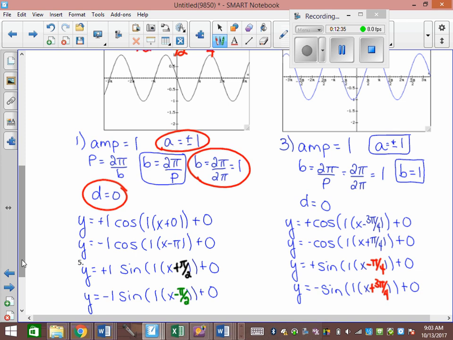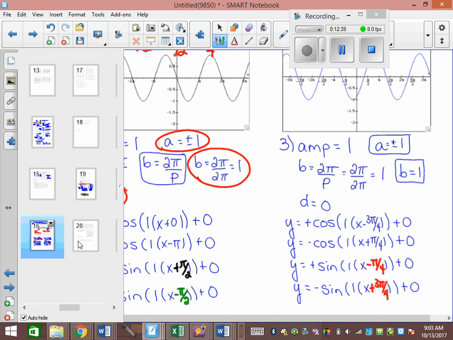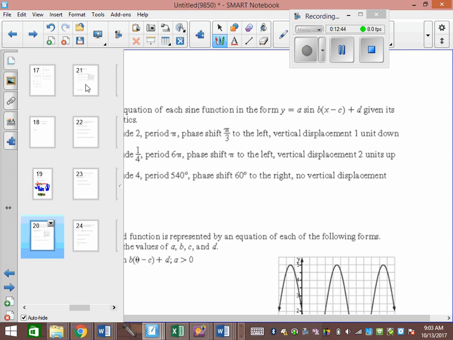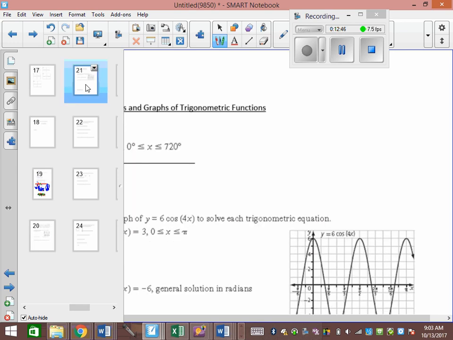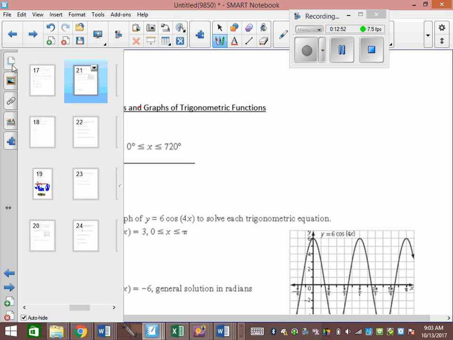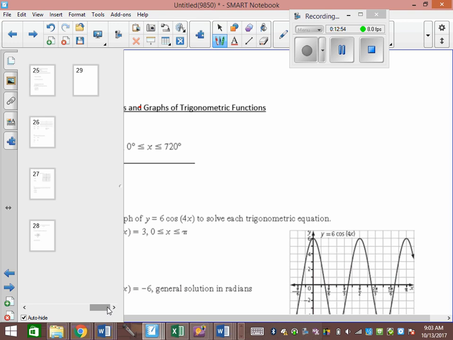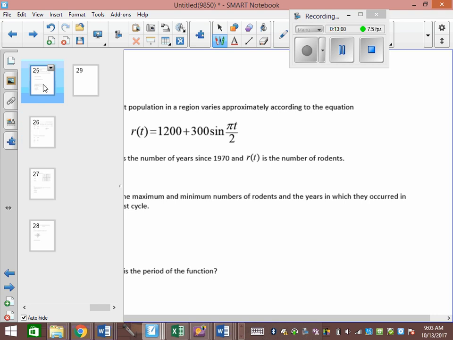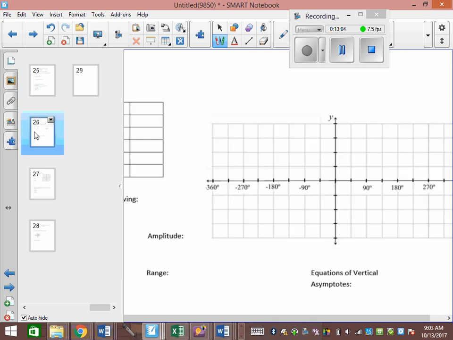Then we're going to go to the tan graph stuff. Tan's last. I'm going to do it first. So it's towards the end. It's actually 5.3, but I usually do it last, but I'm doing it today first because it's a Friday.